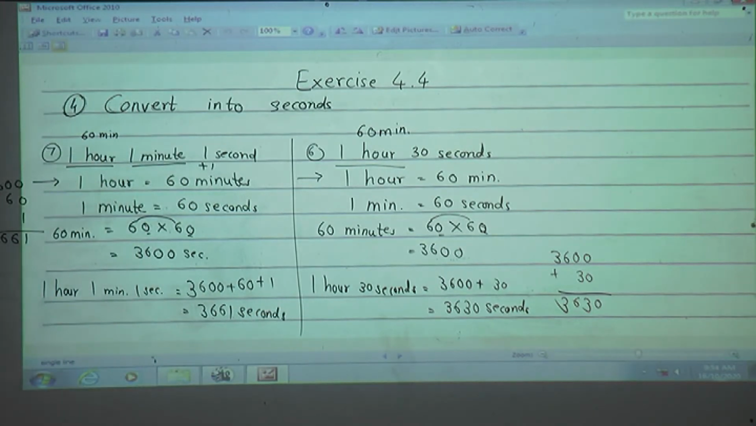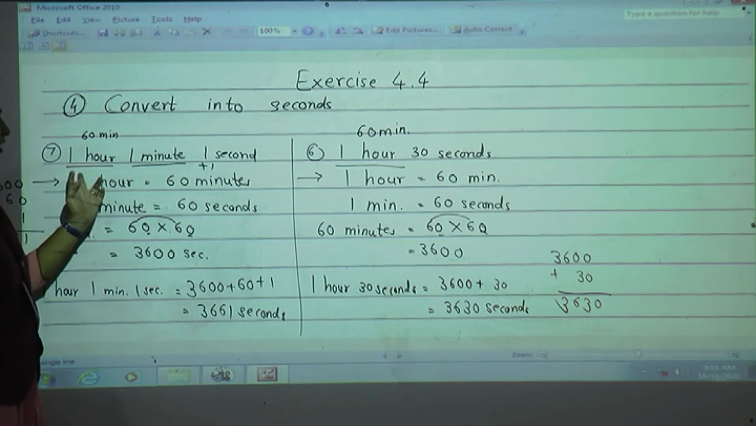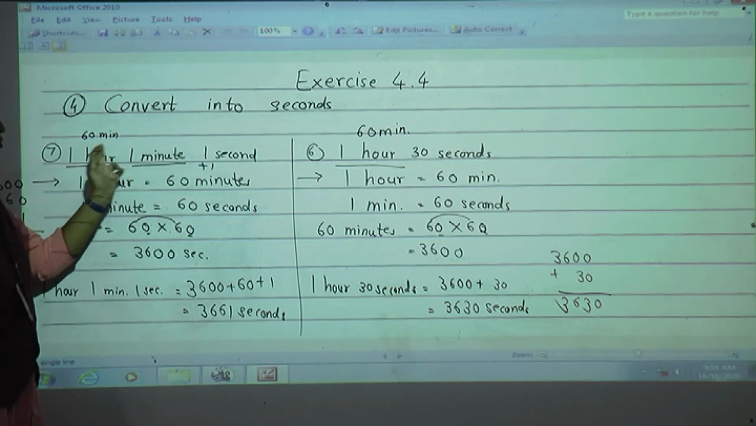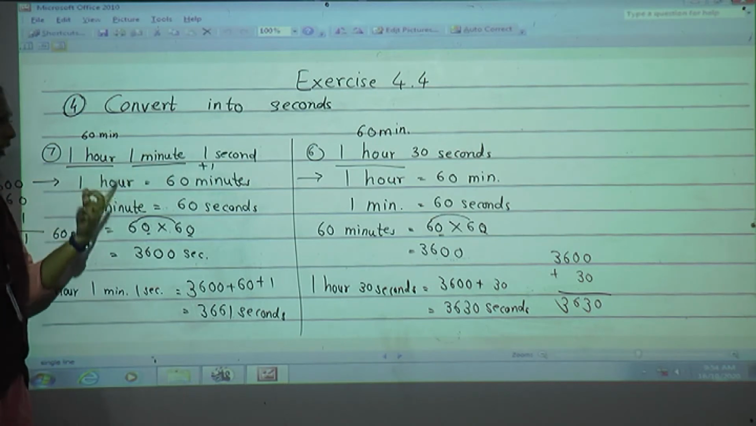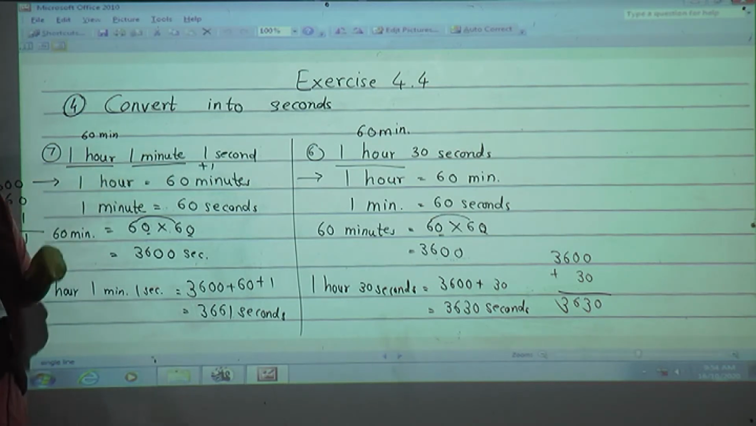Is that clear? Yes? Is it interesting? Yes, very interesting. Okay? Understood? Clear? Or shall I explain once again? See, very easy question is there, don't be confused. To convert into seconds, they had given hours also, minutes also, seconds also. So, seconds we have to add, but these two we have to convert into seconds.